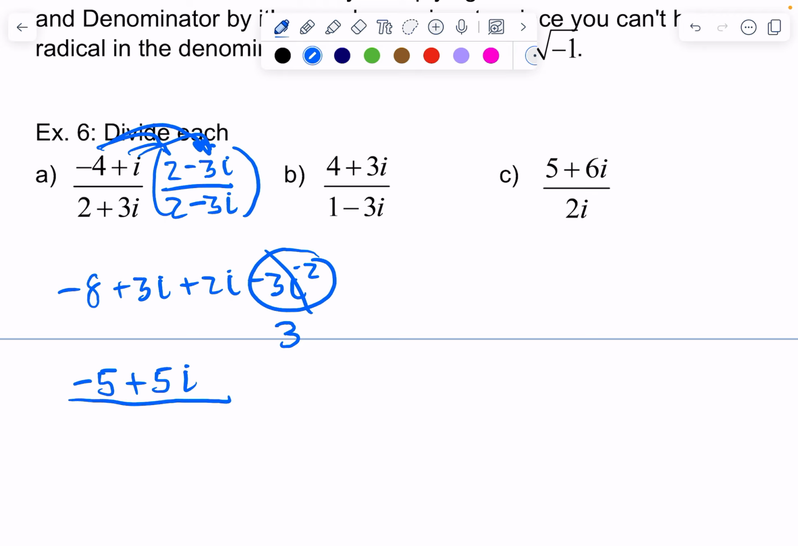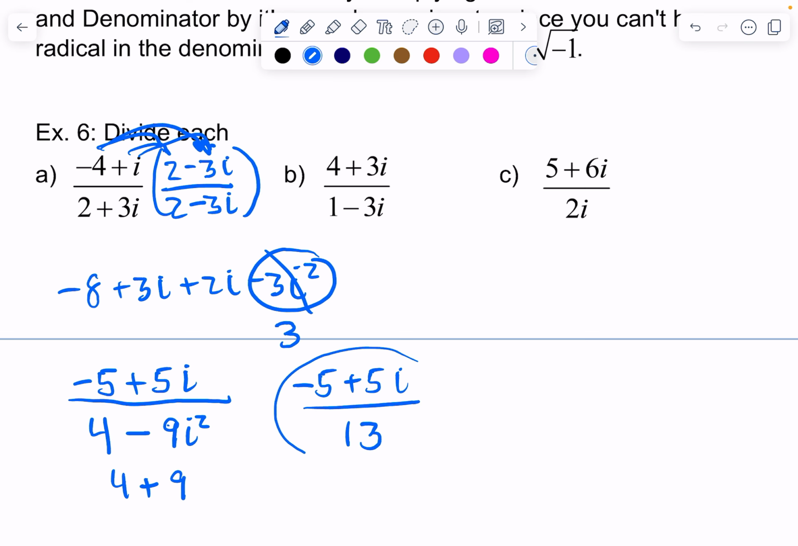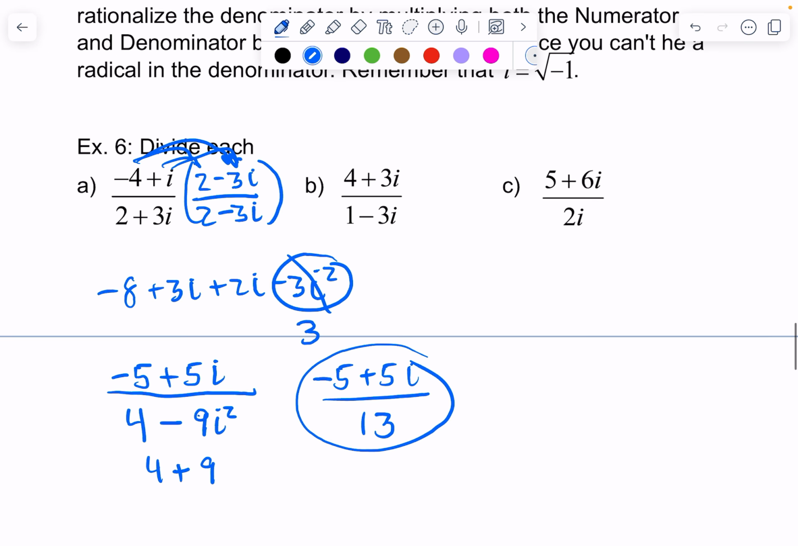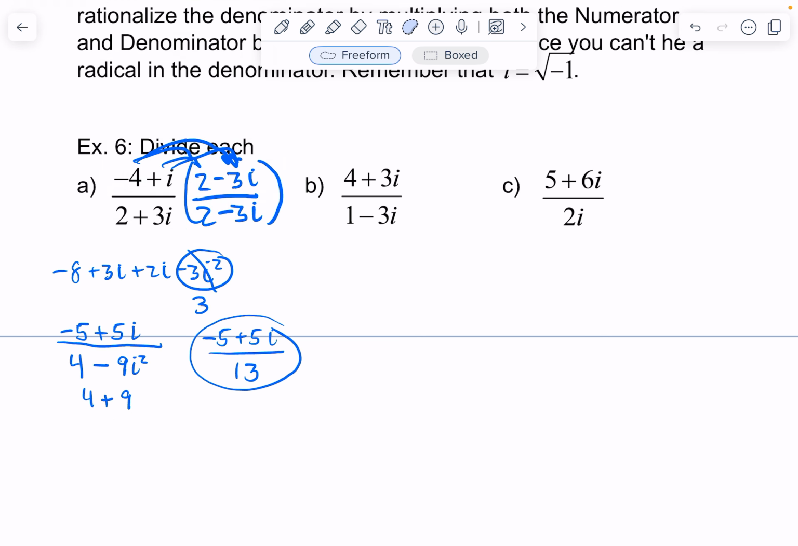And in the denominator, since I have a difference of squares, first term squared, 2 squared, is 4, minus second term squared, which is 9i squared, which becomes a negative 9, so that becomes 4 plus 9, and I've got negative 5 plus 5i over 13. Bam! There you have it. Okay, next.